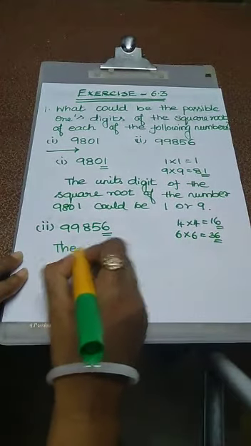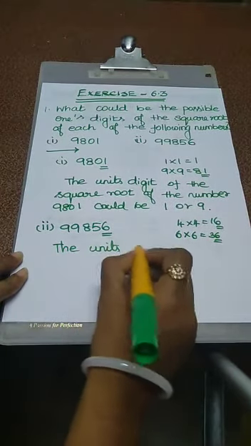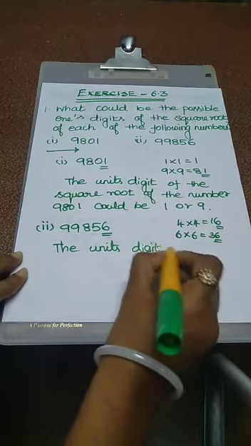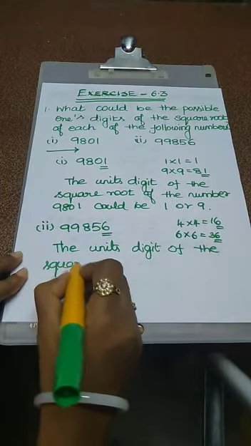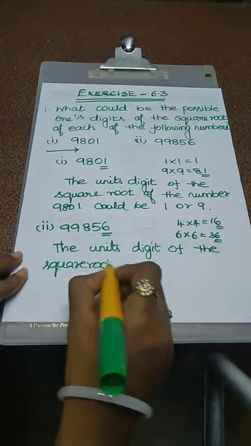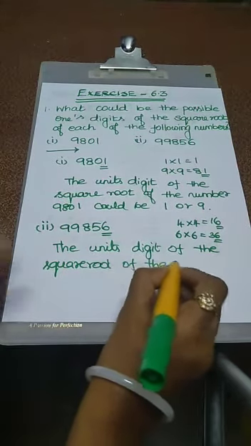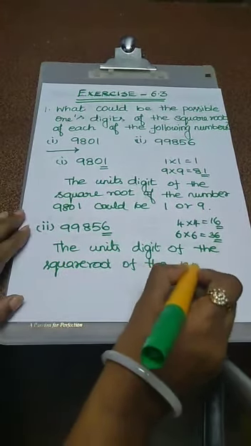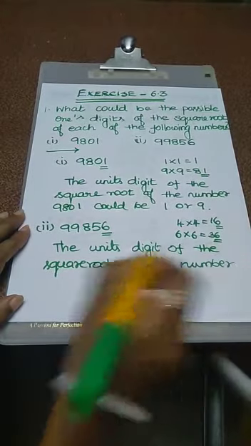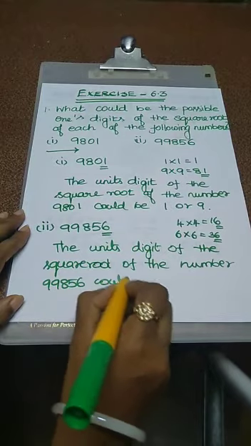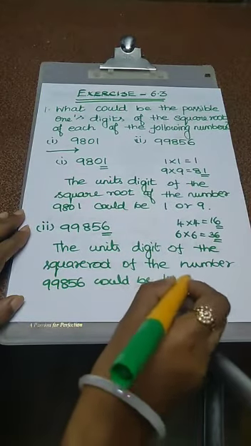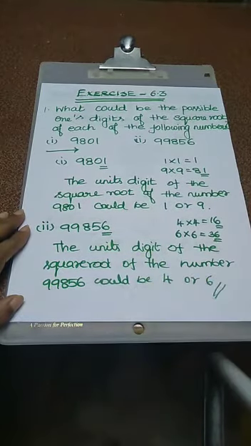What is the answer? The units digit of the square root of the number 99856 could be 4 or 6. That's all.